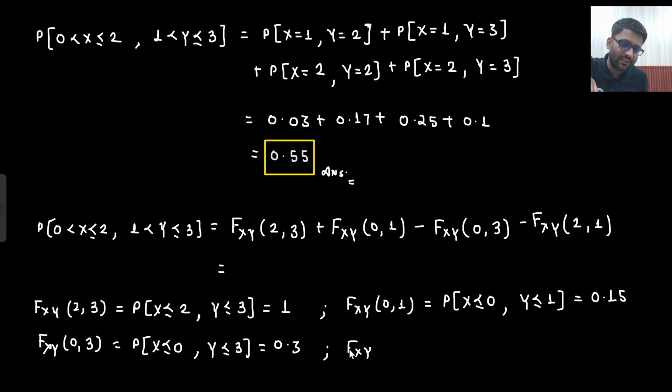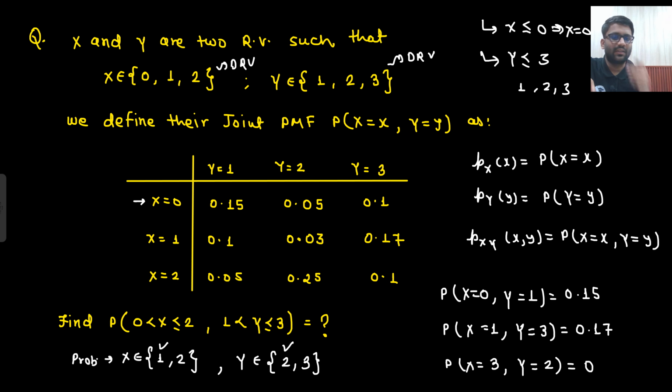And what do you think, what will be the answer of this particular thing? Probability of x taking value less than or equal to 2, but y should be less than or equal to 1. So what do you think, what should be the answer? X should be less than or equal to 2, but y should be less than or equal to 1.